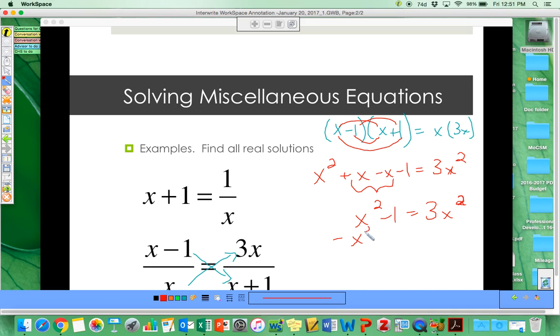So I'm going to subtract my x squared so that I can get my x's by themselves. Today's an afternoon of mistakes for me. I apologize. So we end up getting 2x squared equals negative 1. Right? So I'm going to divide by 2.